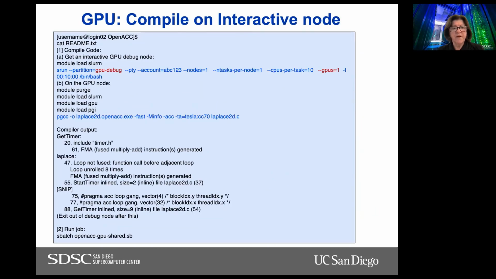So here I'm on an interactive node example. I've loaded my modules. I'm compiling a Laplacian application, and then I get some output. Now for this example, there's a lot of output that you can just ignore. And then we can run this job, submitting it to the GPU shared batch.